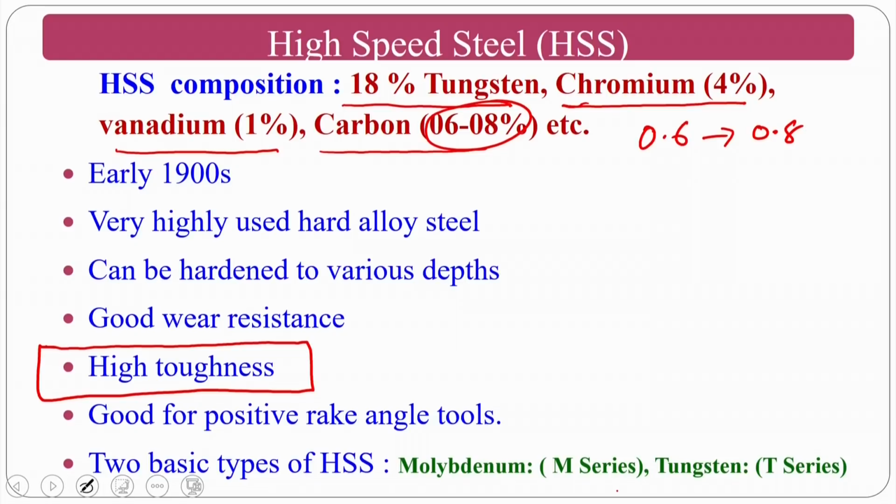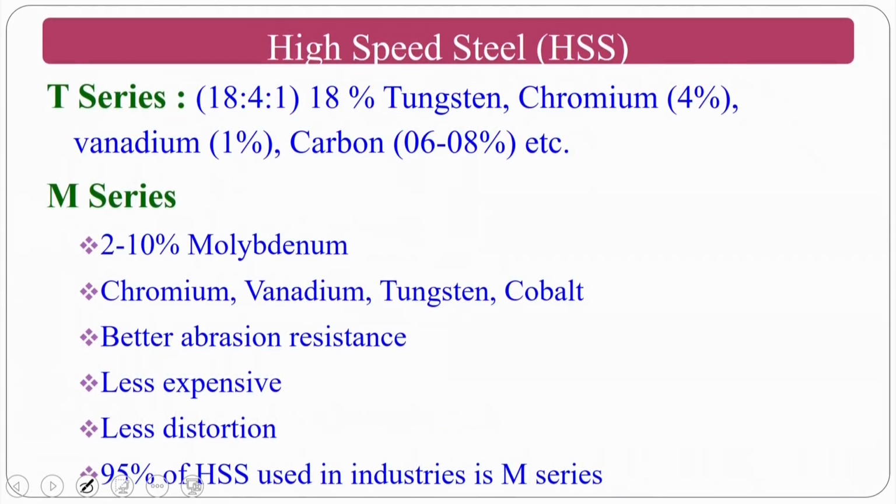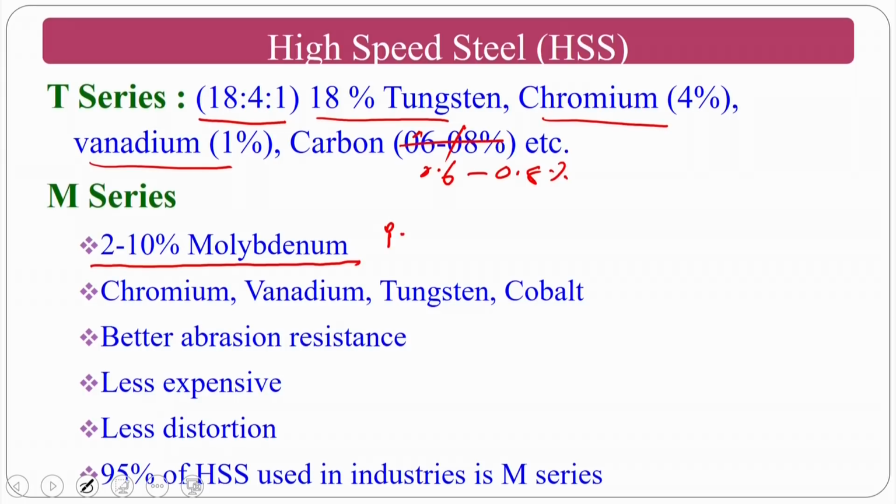So from among what I am teaching, the toughest cutting tool is HSS, the hardest is diamond. There are two basic types, one is molybdenum, that is the M series, and another is tungsten, that is the T series. High speed steels are there. The T series is the same as what we have seen, that is 18:4:1, tungsten, chromium and vanadium. In the M series, normally 2 to 10% will be molybdenum instead of the 18% tungsten.